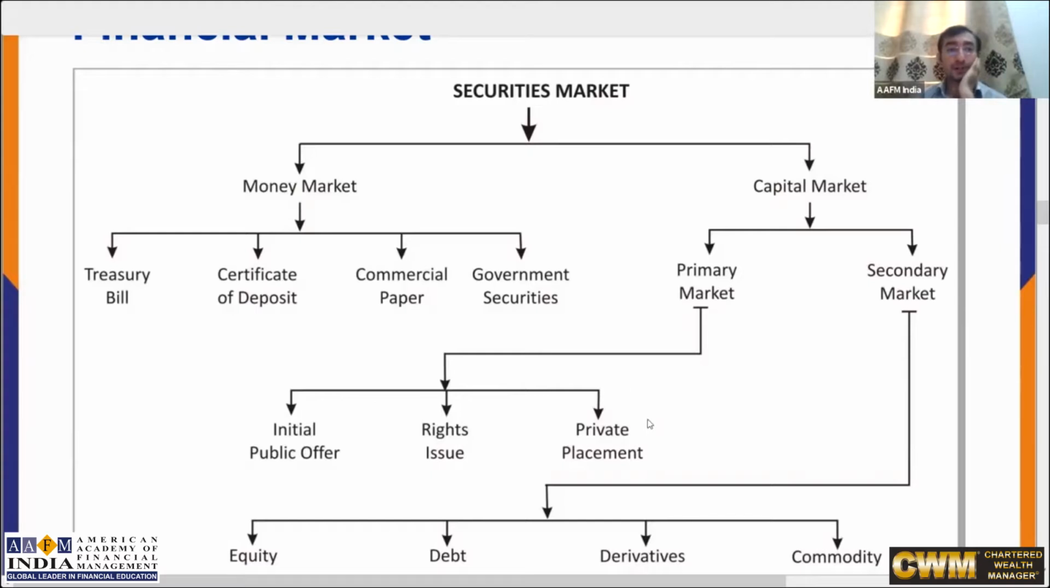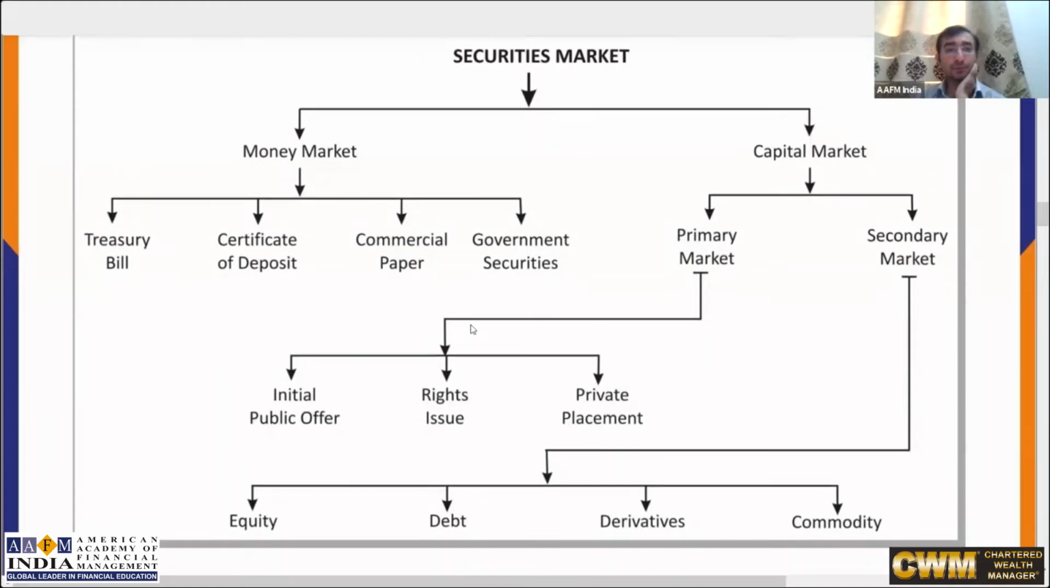T-bills are basically those issued by the government, treasury bills. Certificate of deposit is a short-term security issued by banks. Commercial papers are short-term securities issued by corporates. Government securities, or you can say RBI securities, some repo agreements and all, repos, reverse repos. So all these are money market instruments.